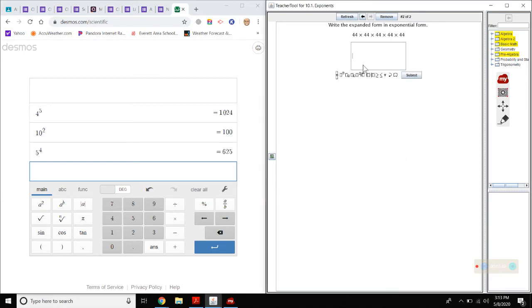Again, I identify what my base is. I'm going to write it in exponential form. My base is 44. It's multiplied 1, 2, 3, 4, 5 times. And so it's 44 to the 5th. One more. Base of 24 multiplied 3 times. And then it's to the 3rd power.